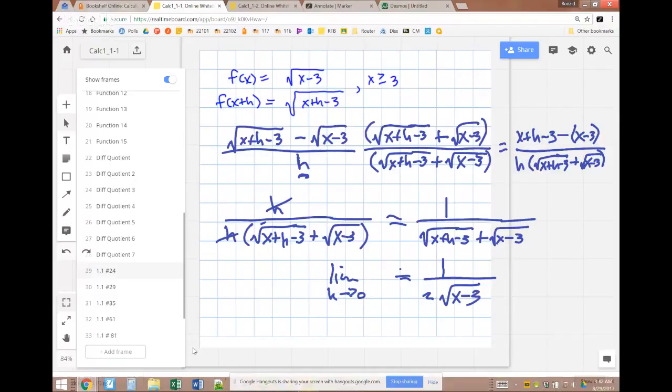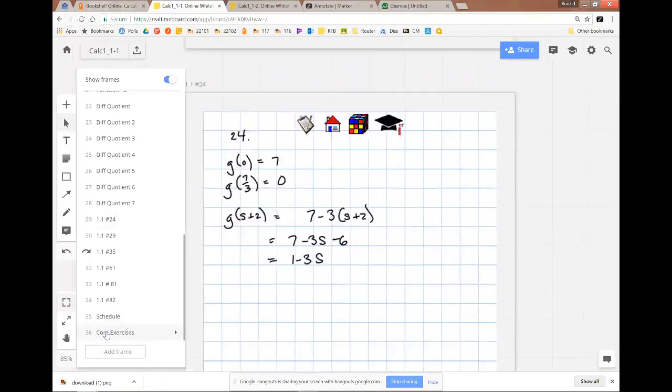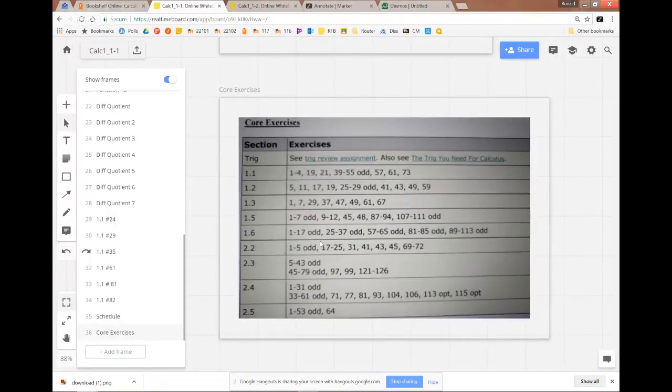All right, so at the very end, the core exercises, for this time, you probably did the 1-1 things. So you want to start getting into the 1-2 and keep yourself on schedule here. And does anybody have any questions?